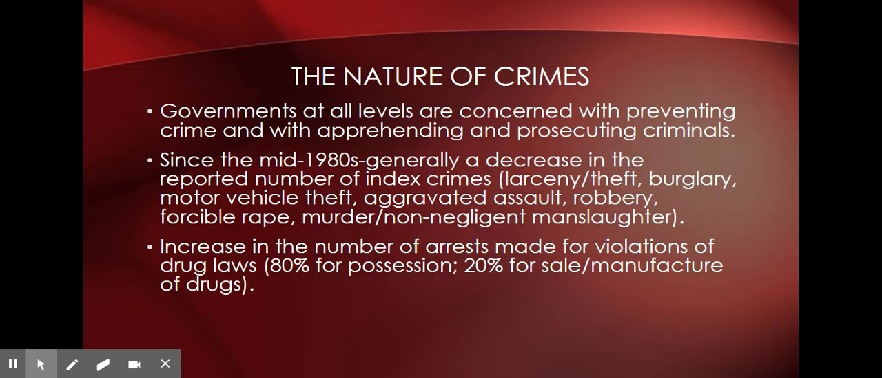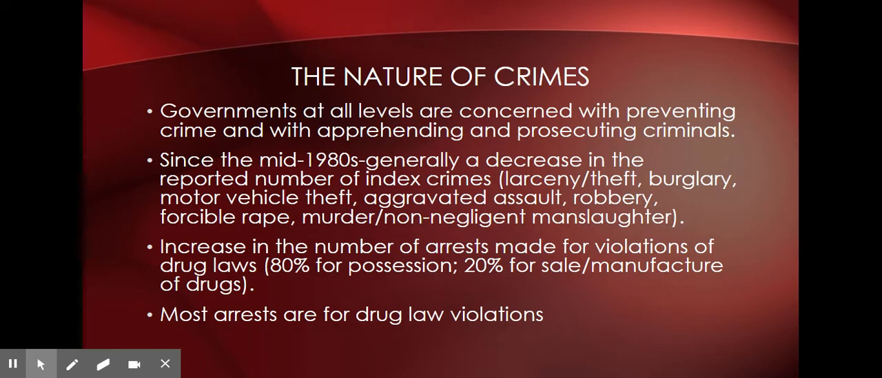Okay. Now, what's interesting is, and we'll talk about this next week, that drug use and alcohol use are often gateways to other types of crime. And there is a general concern about dealing with drug abuse and alcohol abuse in order to prevent an escalation and to prevent more crime. Okay? So, most arrests today are made for drug law violations.